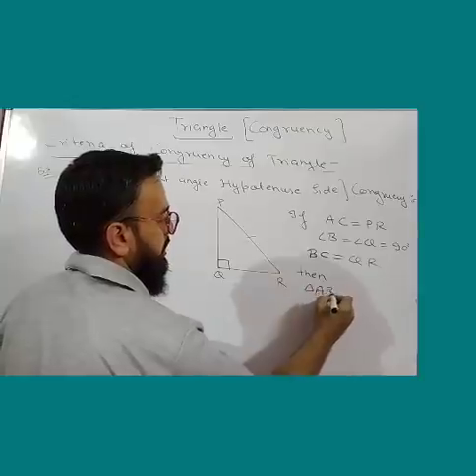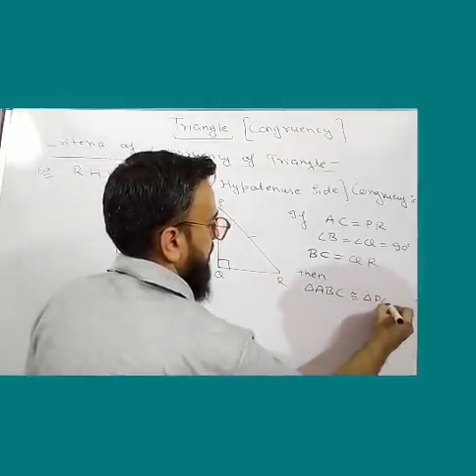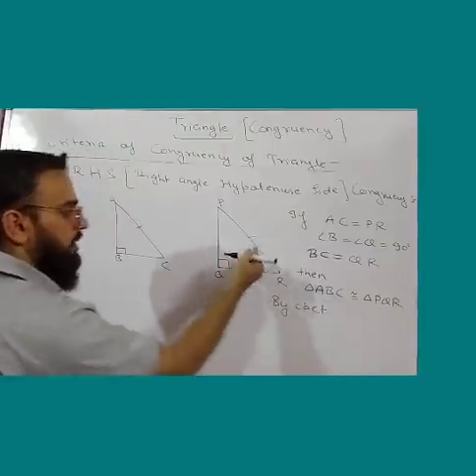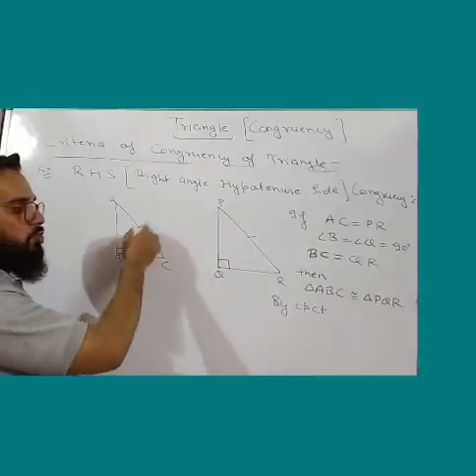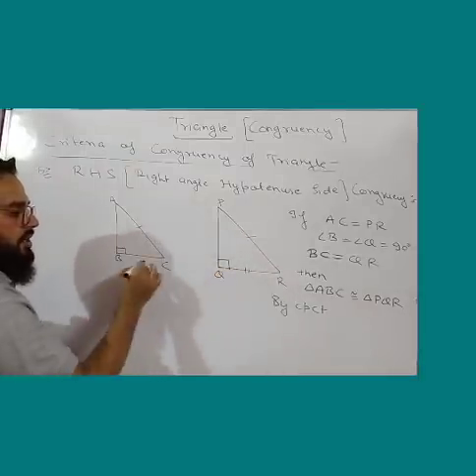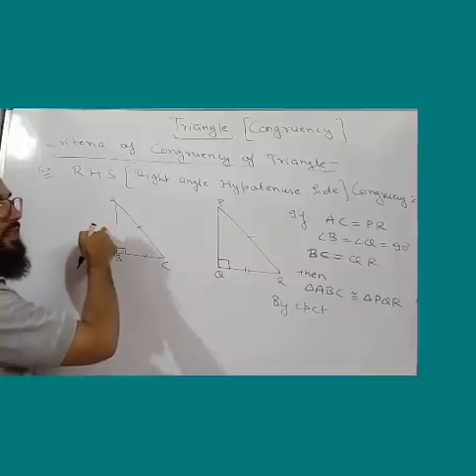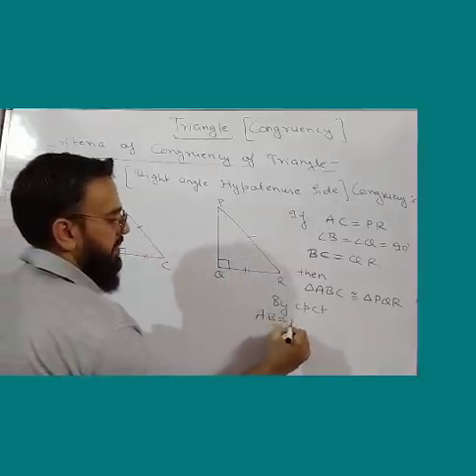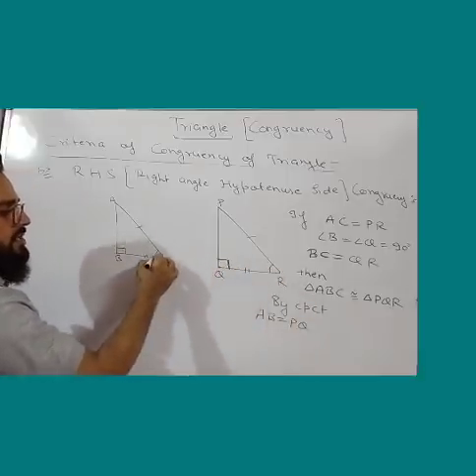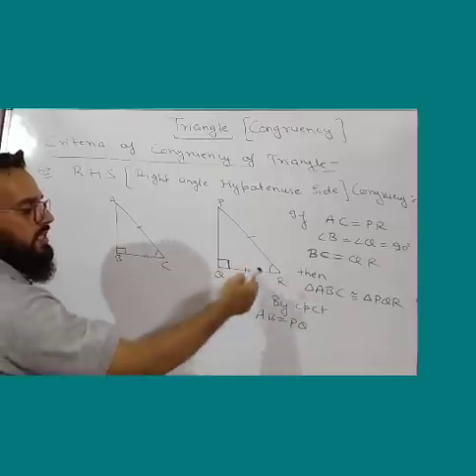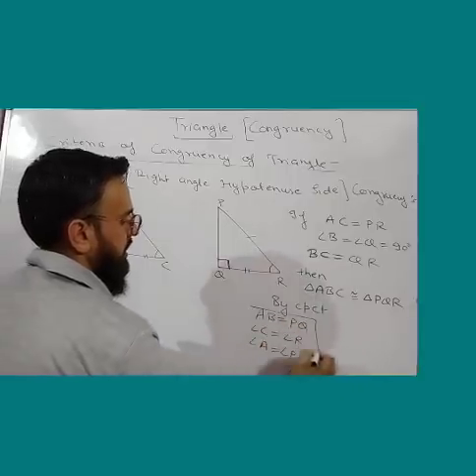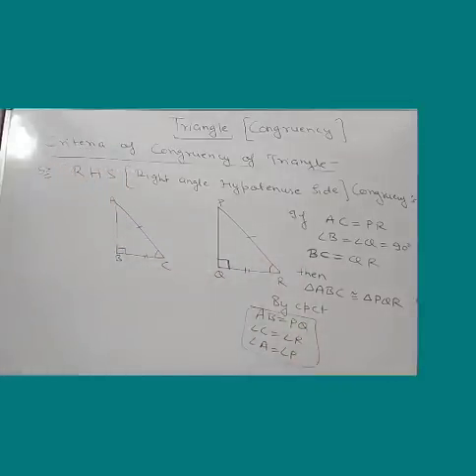Then triangle ABC will be congruent to triangle PQR, and by CPCT, both the triangles are congruent, so they will overlap or superimpose on each other. Then what will happen? This side will overlap with this side, and the third side will also overlap with this side. It means we can say AB will be equal to PQ. This angle will overlap with this angle, so angle R will overlap with C. We can say the corresponding angle of C is angle R, so angle C is equal to angle R, angle A is equal to angle P. So this condition will also hold if both the triangles are congruent.